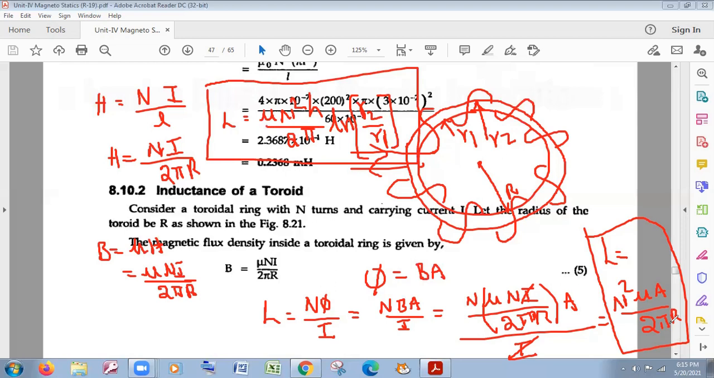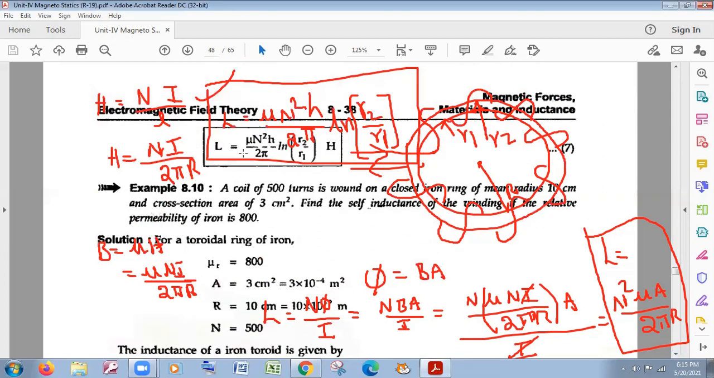If you are given the inner radius and outer radius to find the inductance of the toroid, we can use this formula: L is equal to mu N square h by 2 pi into ln of R2 by R1. If they give only the area and the capital R, the radius, we can use N square mu A by 2 pi r to find the inductance of the toroid. Got it, my dear students? We got the same inductance here, L is equal to mu N square h by 2 pi ln of R2 by R1. Got it, my students?